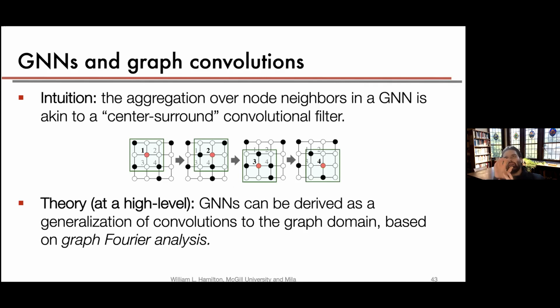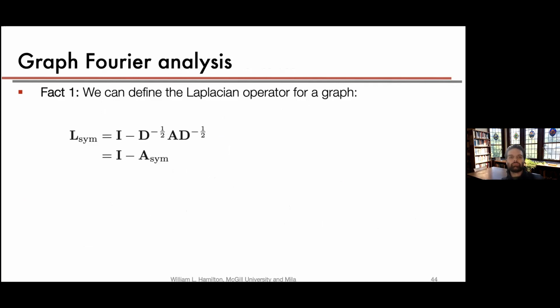But if you think of this idea that a graph neural net on a grid graph looks a lot like a center surround convolution, we can take this intuition and theoretically ground it, and say that graph neural nets can actually be derived as a generalization of convolutions to the graph domain, based on what's called graph Fourier analysis. Now we'll have a quick crash course in graph Fourier analysis, which I think is really interesting and really important for people working in this space to understand.